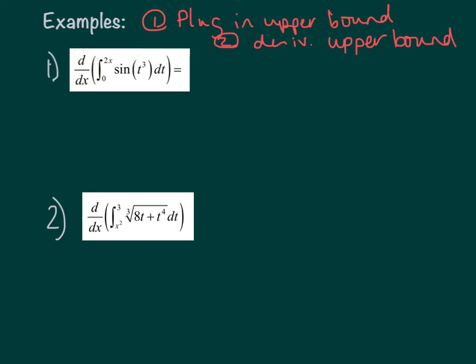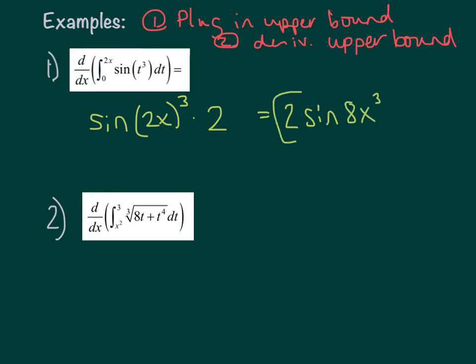So the first one, the derivative from 0 to 2x of sine t cubed dt. Okay, so remember, the derivative and the integral cancel each other out. All I'm worrying about is doing these two steps. So I'm going to take sine, instead of t, I'm going to replace it with 2x quantity cubed, and then I'm going to do times the derivative of the upper bound, so times 2. Okay, I can do one more step to clean this up. 2 sine of 2x cubed would be 8x cubed. And that's it. All right, so let's go ahead and try the next one.